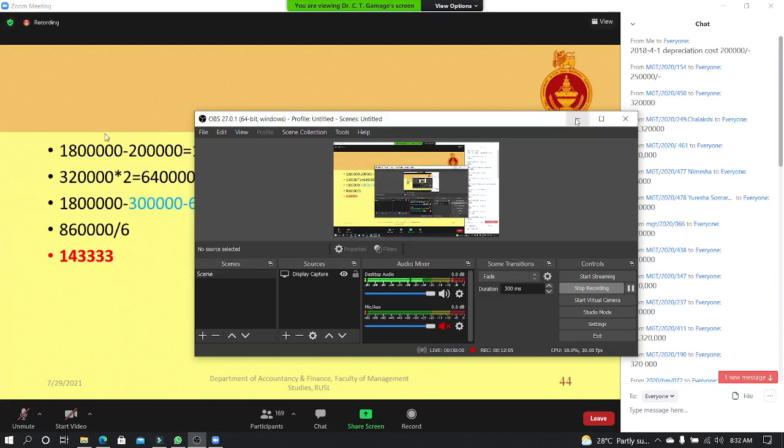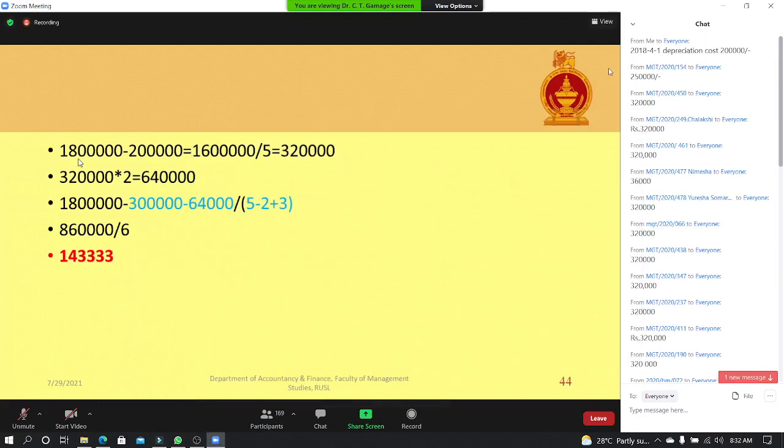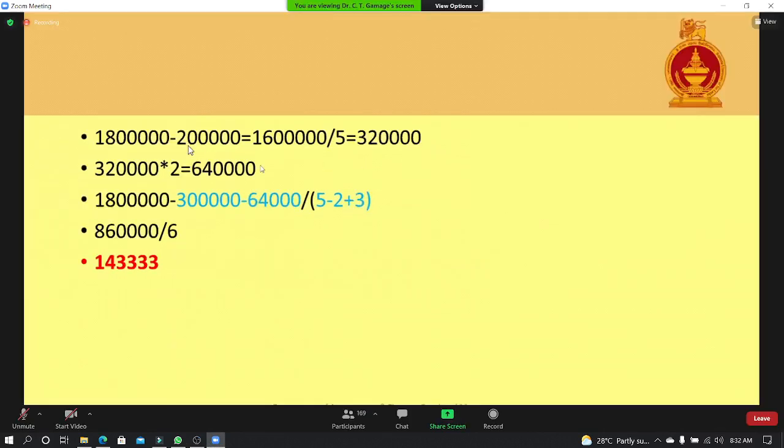So total value is 18 lakhs. Scrap value is 200,000, 2 lakhs. So depreciable amount is 16 lakhs. Lifetime 5 years. Then per year we have to depreciate 320,000. So as we depreciated 2 years, then 640,000 as a depreciation.